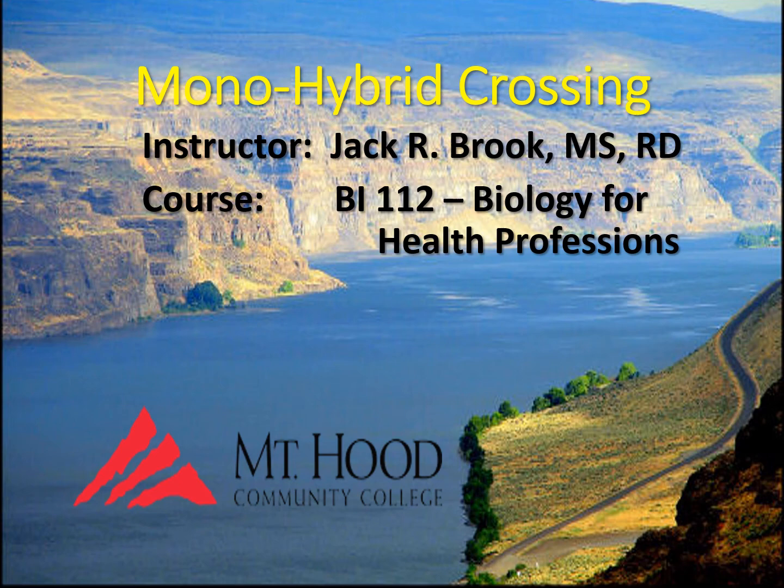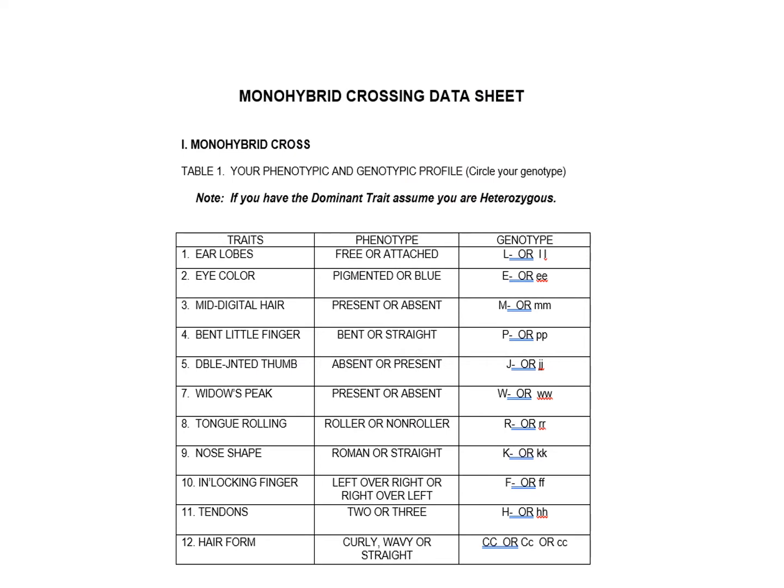This presentation is an overview of the monohybrid crossing assignment for VI 112 students at Mount Hood Community College. So the first thing you'd want to do is go to Table 1 of the monohybrid crossing data sheet and determine what your phenotypic and genotypic profiles are.